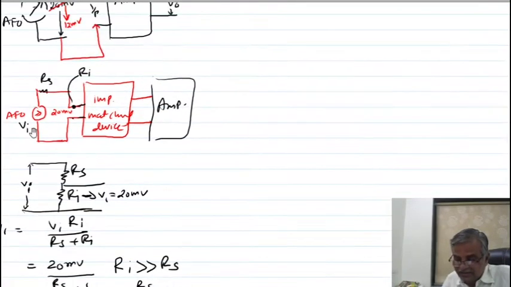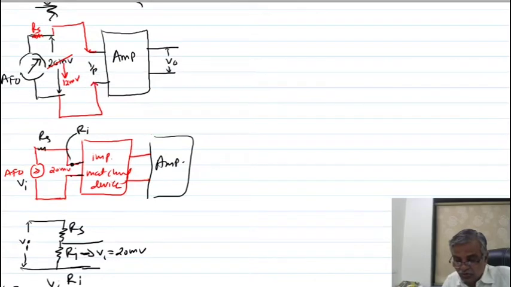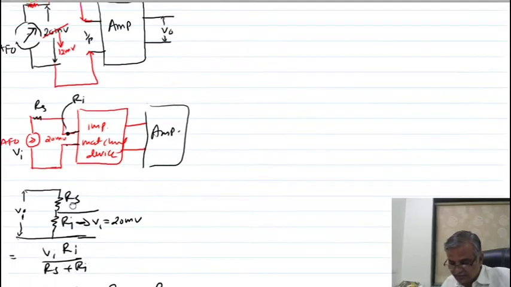In the previous case, your voltage is dropped from 20 to 12 millivolt because the input impedance of the amplifier is not too much large. So as a result, the voltage is dropped and you will get some voltage across this Rs. But if you keep the impedance matching device, then due to very high input impedance, no voltage is dropped across this.